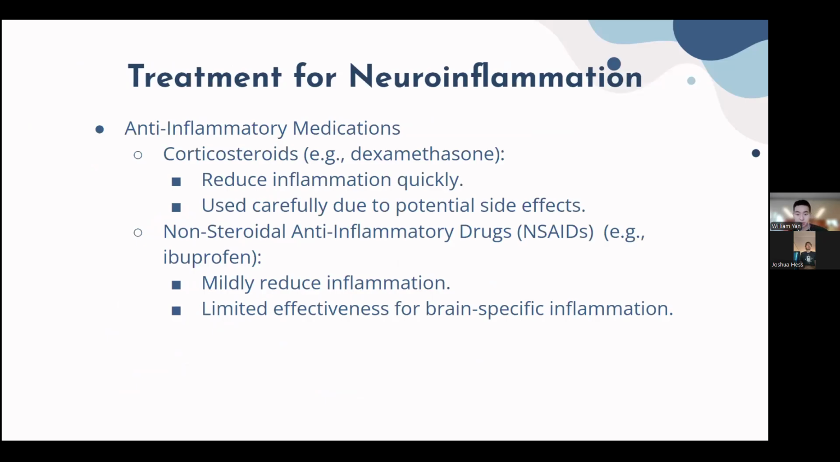So moving on, what are some treatments for neuroinflammation? The classic one is the anti-inflammatory medications, such as the corticosteroids. An example of that is dexamethasone. The advantage of these medications is that they reduce inflammation rather quickly, but they can cause all sorts of potential side effects. In fact, one of my first research studies in college was trying to use an alternative to corticosteroids in brain tumor models, because corticosteroids can lead to all sorts of different problems.